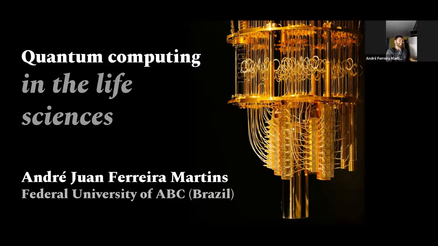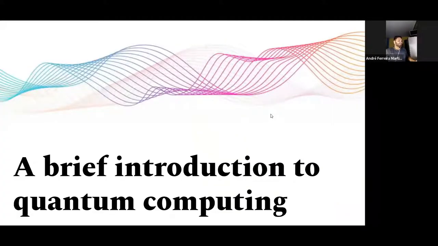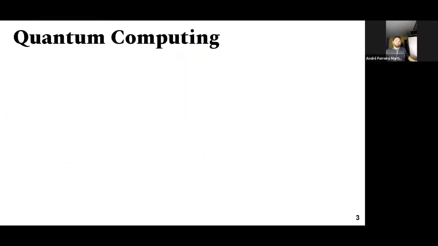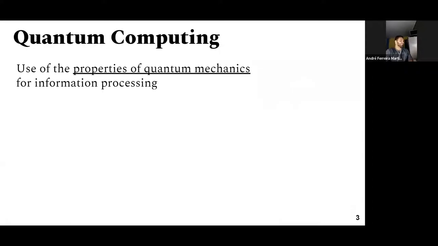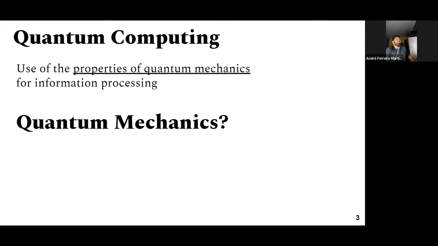All right, let's start our presentation about quantum computing. As I said, I will start with a brief introduction to the concept so that we can start moving to the applications. There's a very simple and pragmatic definition of quantum computing that I always like to use. Quantum computing may be defined as the use of the properties of quantum mechanics for information processing, all right? It's a very simple definition, but it doesn't make any sense if I don't explain a little what this quantum mechanics is, right?